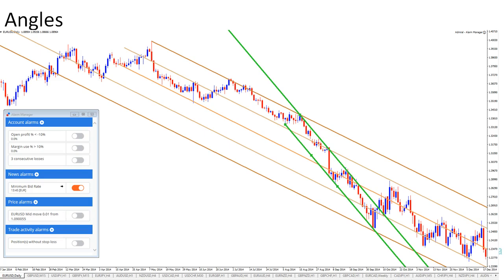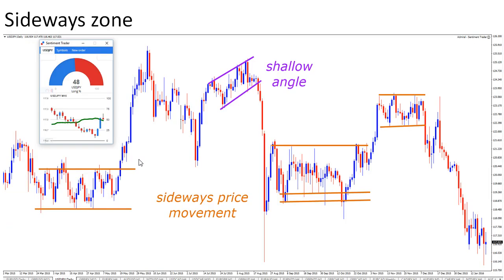That correction will break the channel because the channel is so steep. Take a look at these green lines, a lot steeper than the brown lines. That green line eventually breaks. You see price correcting by breaking through the green channel and then still continuing with the trend later on within the shallower, more stable trend channel, the brown lines. So that's typical for a too steep channel.